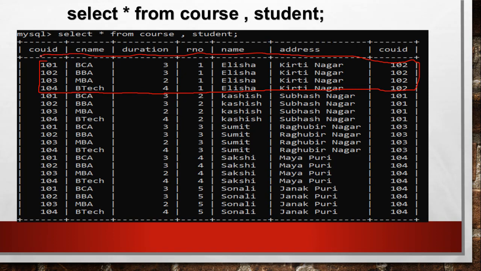All the records of the course table like 101, 102, 103, 104, all these records are combined with the first record of the student table, and then 101 to 104 are combined with the second record of that table, then all the records are again combined with the third record of the table, then again all records are combined with the fourth record of the table, and then all records are combined with the fifth record of the student table.